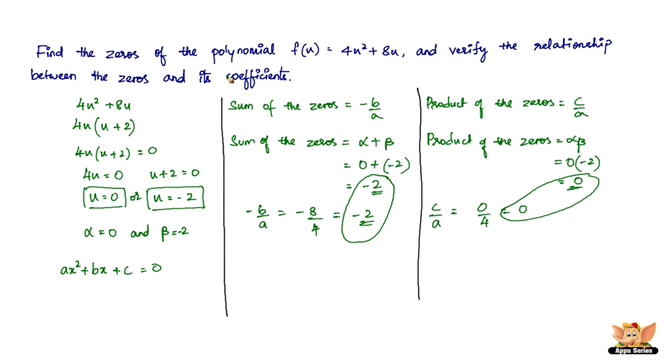So another very simple concept and a very simple problem based on the simple concept. So this ends this problem as well as this video. All you have to do to solve this problem is remember the relationship between the zeros and the coefficients. Those are two of them. Sum of the zeros equals minus b by a and product of the zeros equals c by a. And this is specifically for quadratic polynomials. So I'll see you in the forthcoming videos with more problems based on the relationship between zeros and the coefficients of quadratic polynomials.